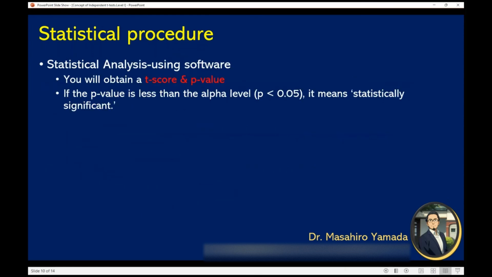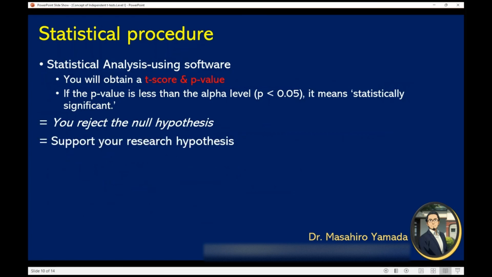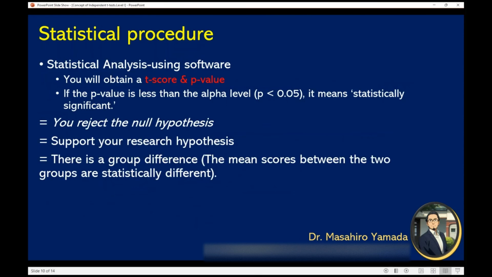After the statistical analysis, what you obtain will be a t-score and the p-value. If the p-value is less than the alpha level, for example, p less than 0.05, then it means statistically significant. If the test is statistically significant, you can reject the null hypothesis, meaning you support your research hypothesis or the alternative hypothesis. So you conclude that there is a group difference.